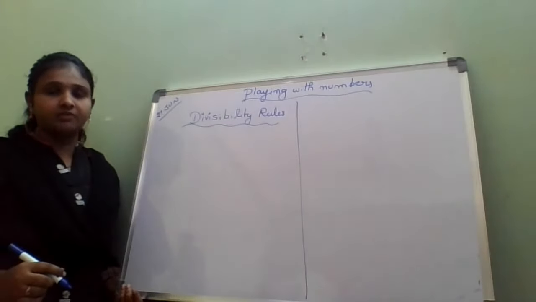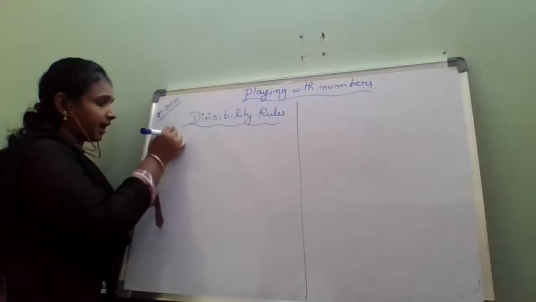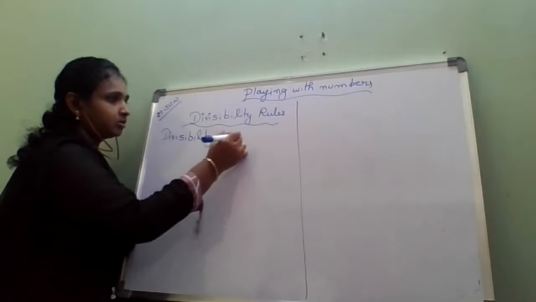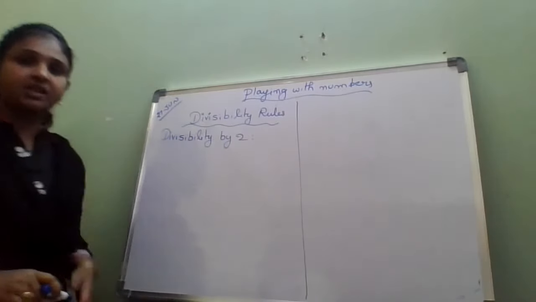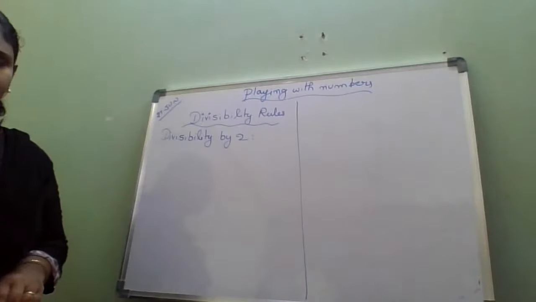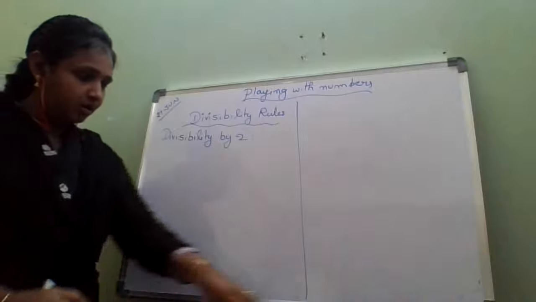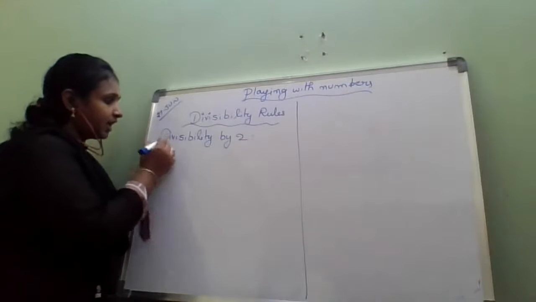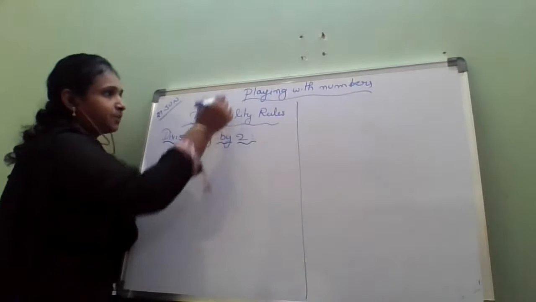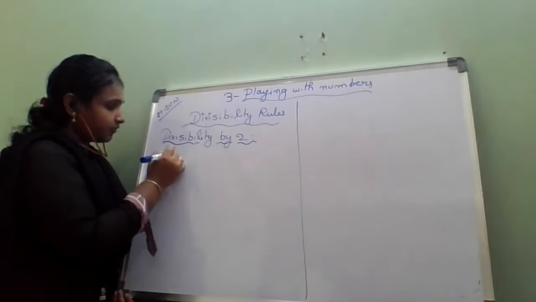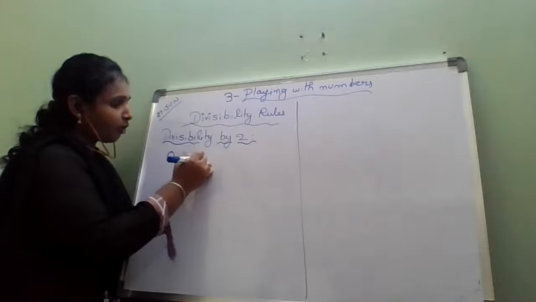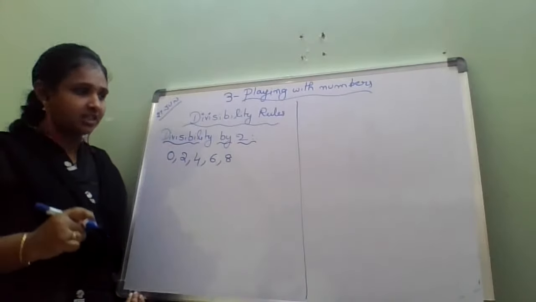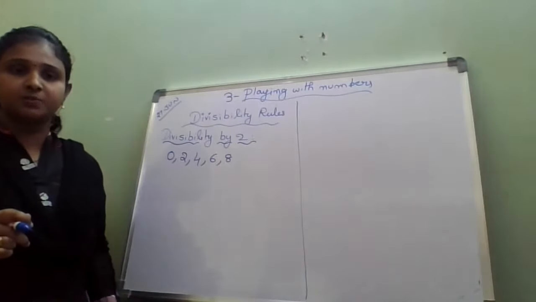So first we will check divisibility by 2. What is divisibility by 2? How to check whether the number is divisible by 2 or not. If the digits 0, 2, 4, 6, 8 are present in the ones place, then that type of number is divisible by 2.